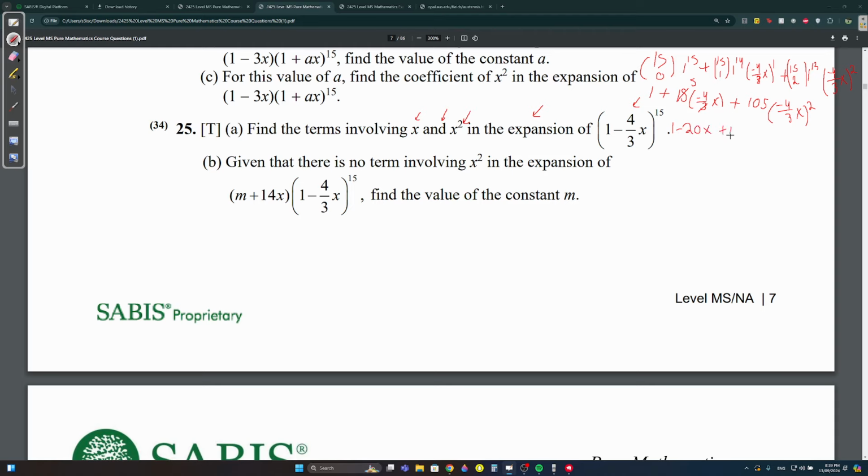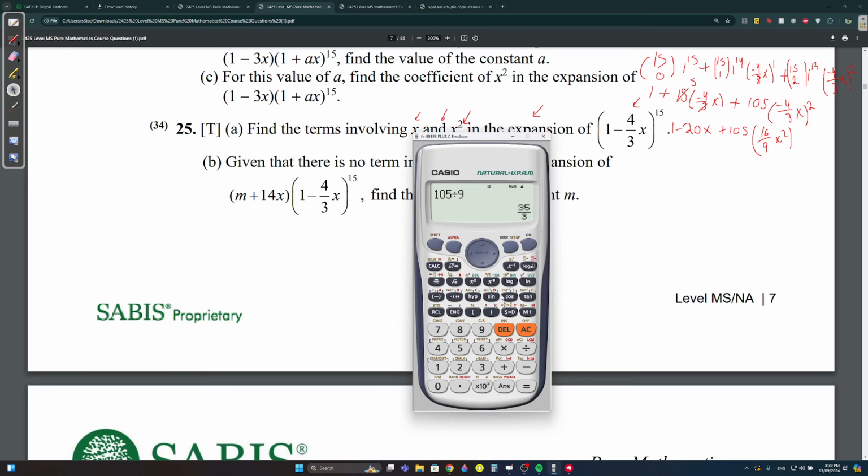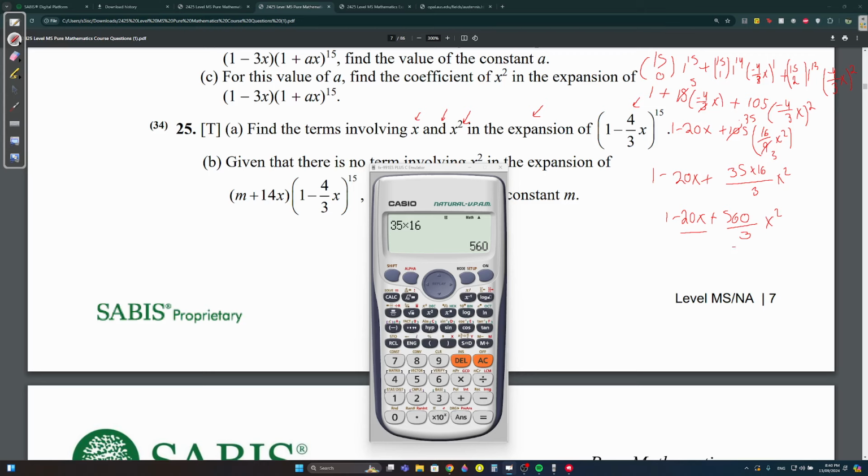This here is going to be 105 times squaring everything inside, so it's going to be positive: 16 over 9 x squared, since 4 squared and 3 squared. I think we can divide 105 by 9. Oh no, you can't. Okay, let's just divide by 3. Yeah, it becomes 35. So this cancels with this, becomes 3, and this becomes 35 times 16 over 3 x squared. Then you have this minus 20x, 1. Okay, 35 times 16 is 560. So you get 1 minus 20x plus 560 over 3 x squared. So find the terms involving x and x squared. What are they? They are minus 20x and 560 over 3 x squared.